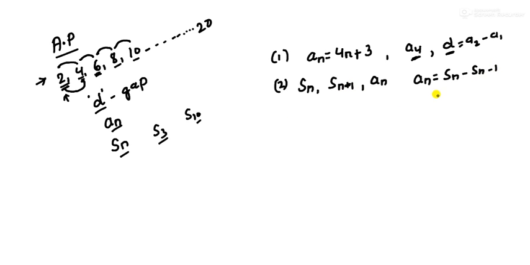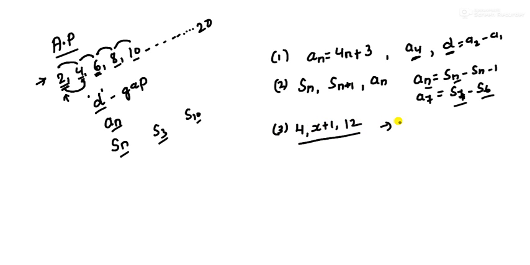Means if this is S7 and this is S6, and they ask you what is A7, you just subtract these two and you will get A7. So this is a type. And the third type is where they will give one sequence like 4, x plus 1, 12. They are in AP. Find the value of x.